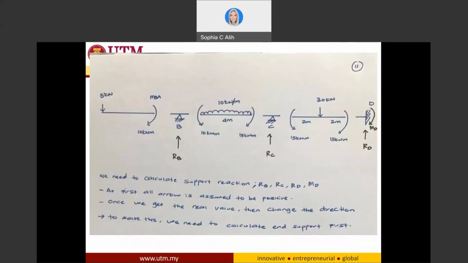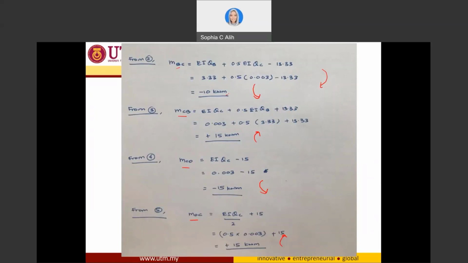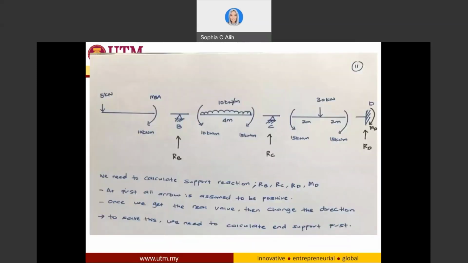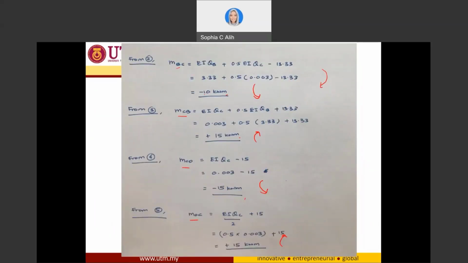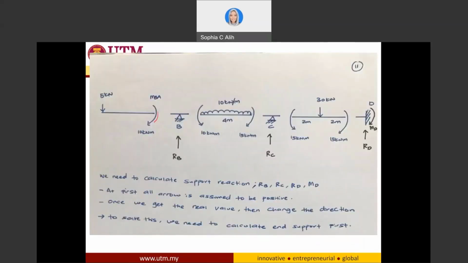Now, from here, I just take these values and plot them back onto my beam. So the first one that I have is positive 10 kilonewton meter for MBA. So this is the clockwise direction. And for BC, I have negative 10 kilonewton meter. So this is why for BC, it is counterclockwise, 10 kilonewton meter.